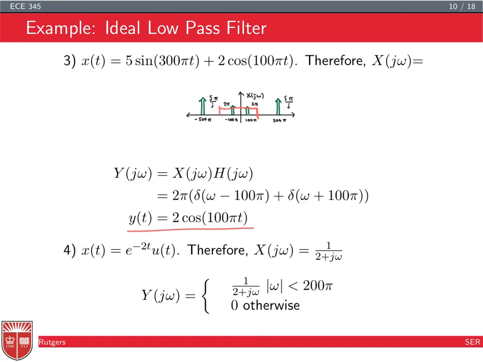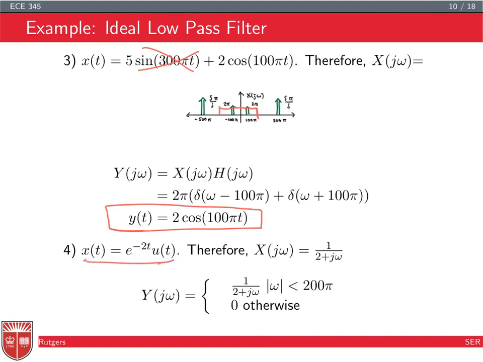So the output is going to be 2 cosine 100 pi t, because it's going to get rid of the 5 sine 300 pi t. Now the fourth question is about x of t equal to e to the minus 2t u of t.